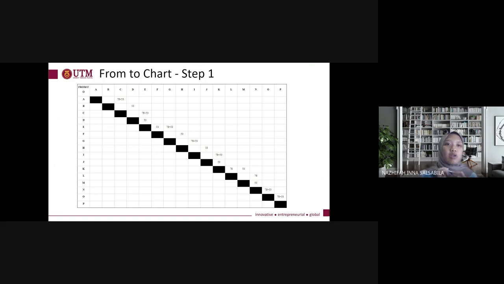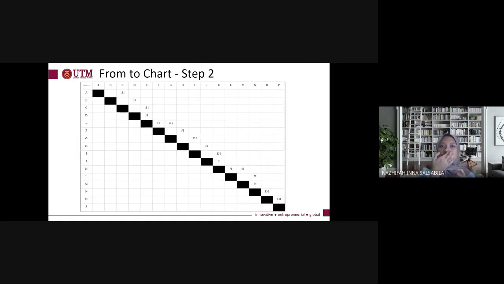So let's take an example from department A to department C. There are 78 shoe racks and also 53 sofa beds that need to be moved, because it indicates that both products need to go from A to C. So, next slide. This is step two from the from-to chart. Here we just total up the amount of units that need to be moved from one department to another.